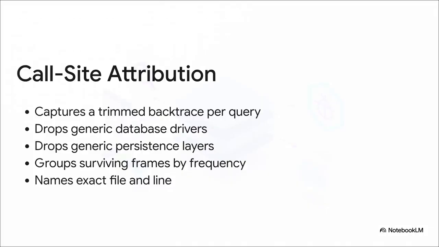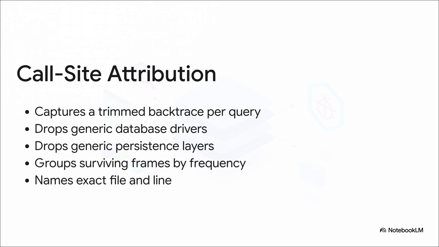But now, version 1.4.0 names the exact file and line number, like itemhandler.php line 255, which literally saves you hours of manual source reading. How does it do it? Well, it captures a trimmed backtrace with every single query, but it doesn't just dump a wall of raw data on you. It's smart. It drops the generic database drivers, the loggers, and the XOOPS persistence layer, because those are never the actual code you need to fix anyway.